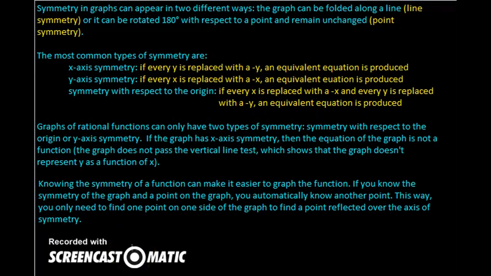X-axis symmetry occurs if every y is replaced with a negative y, and an equivalent equation is produced. Y-axis symmetry occurs if every x is replaced with a negative x, and an equivalent equation is produced. Symmetry with respect to the origin occurs if every x is replaced with a negative x, and every y is replaced with a negative y, and an equivalent equation is produced.